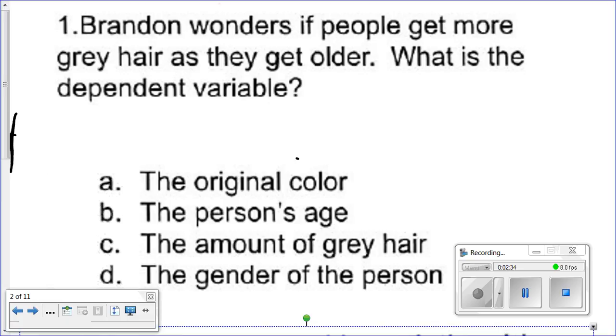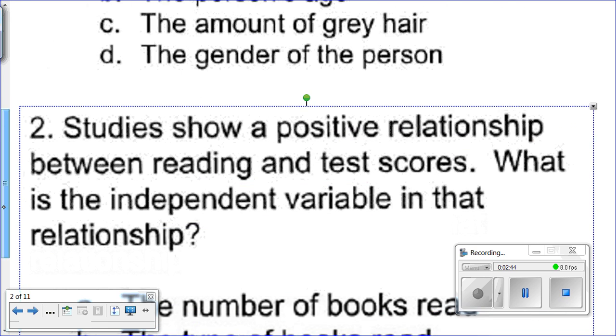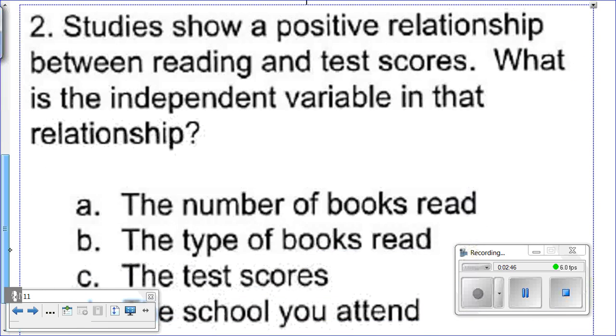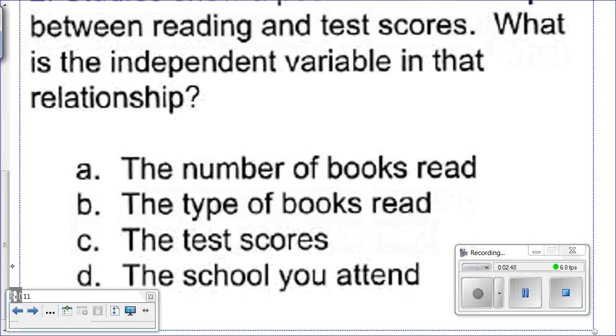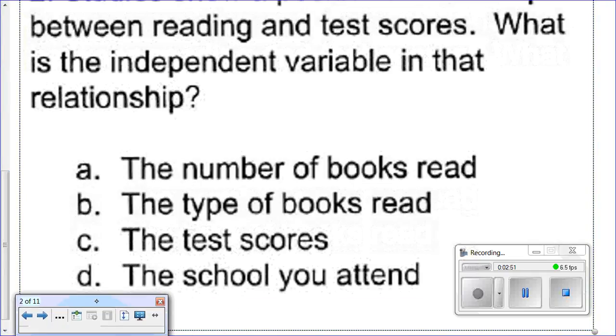So just take that for what it is. Pretty much gave away the answer, but yeah, so that's dependent and independent variables. We'll go ahead and go to number two. See if we can fit it all on the screen here. Okay, I think we can. Okay, so number two.